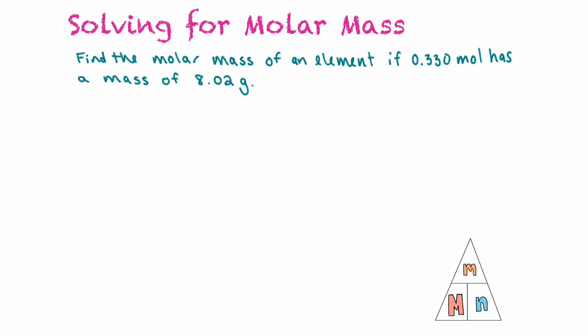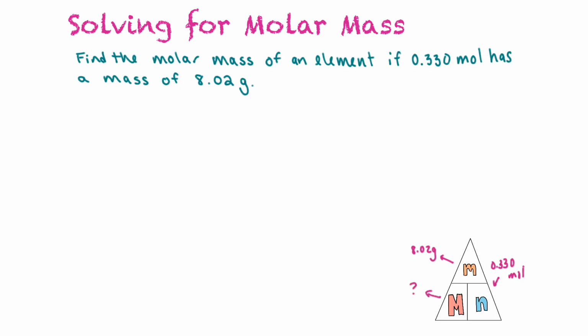In our next example, we're being asked to solve for molar mass. So the question is, find the molar mass of an element if 0.33 moles has a mass of 8.02 grams. So let's write down the values we know. So we know the mass is 8.02 grams. We know that we have 0.330 moles. So we don't know this value, the molar mass.